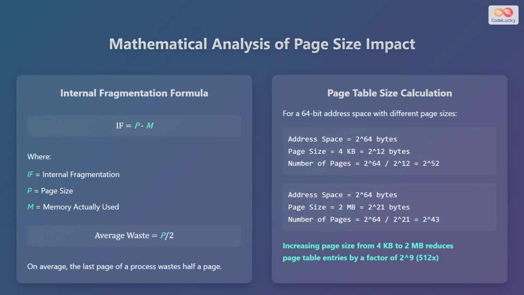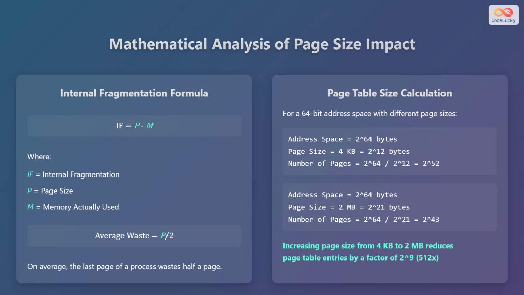Let us explore the mathematical analysis of how page sizes impact memory management. We'll start with the internal fragmentation formula. Internal fragmentation, denoted as IF, is calculated by subtracting the memory actually used, or M, from the page size, or P. This formula helps us quantify the amount of wasted memory within a page. On average, the last page of a process wastes half a page.